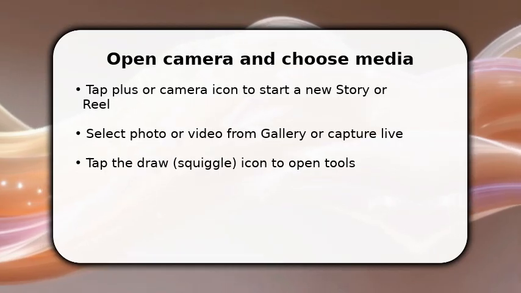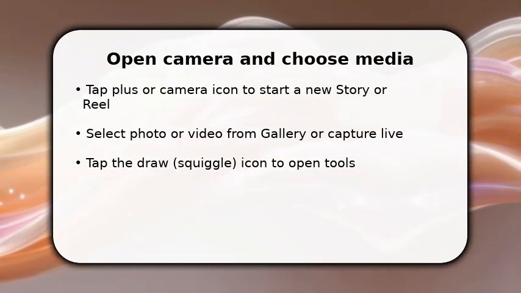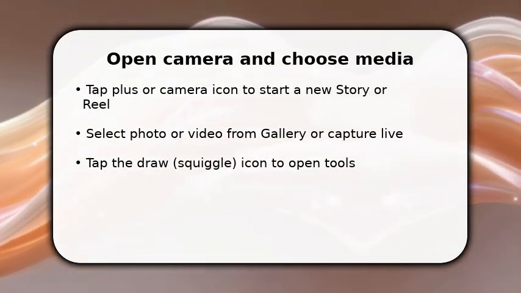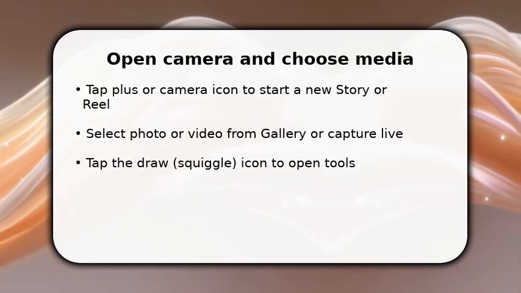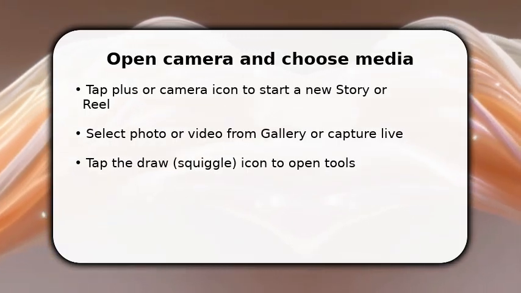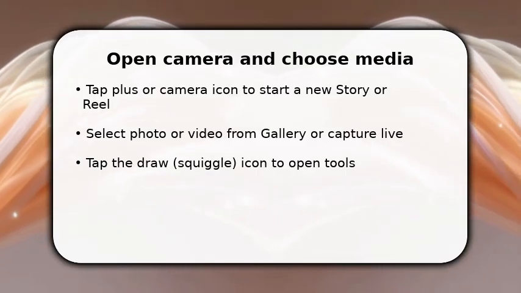Next, tap the squiggle draw icon in the top right. This reveals brushes, an eraser, and the color picker. You do this now because choosing the right base content first saves rework later when you layer strokes and effects.